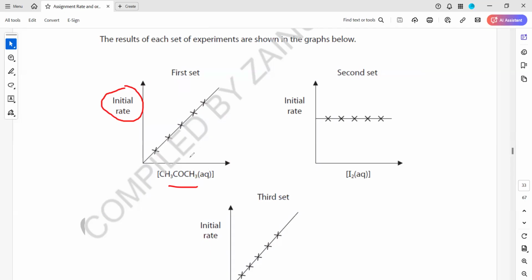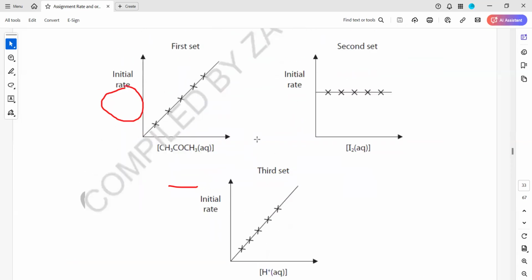So what does it mean? Which order is this? First order. If it was second order, when you double the concentration, the rate will be 4 times. And what is the order with respect to iodine? Zero order. And with respect to acid? Also first order.